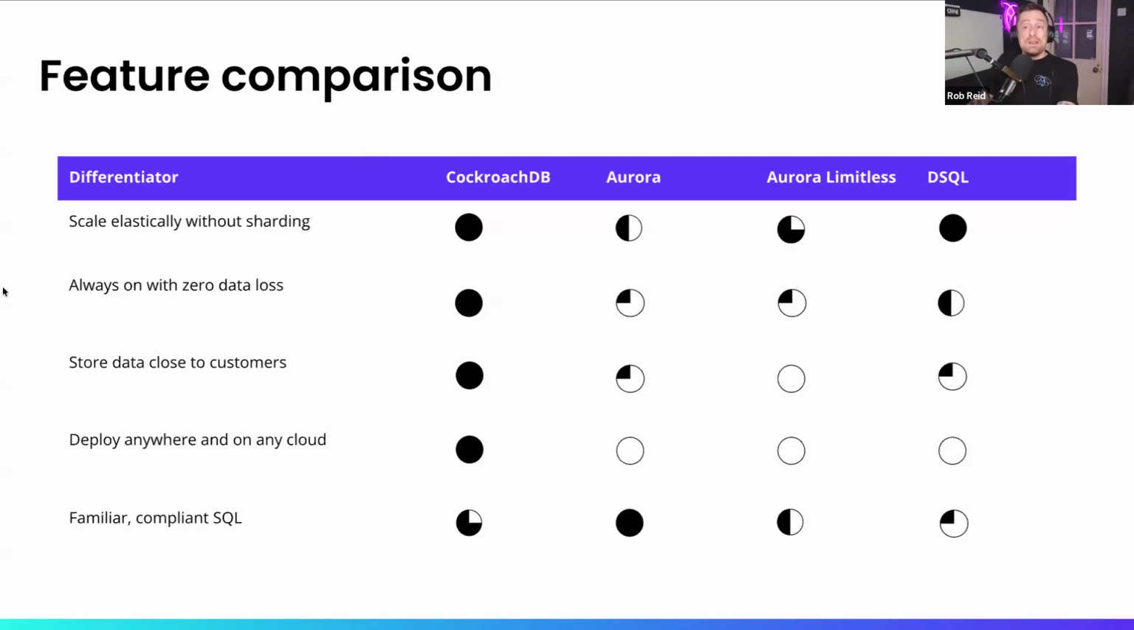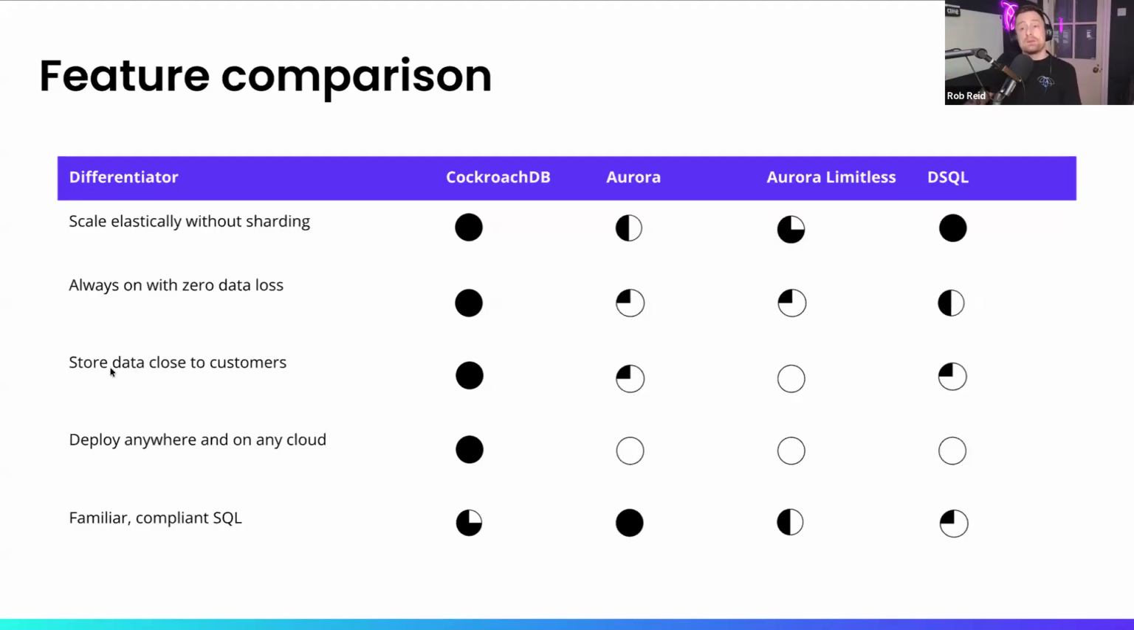Next, we have always on with zero data loss. So this is the resilience aspect of things. Aurora uses failover from read replicas. You can promote read replicas in the event of a writer failure, but that does necessitate downtime and may incur data loss depending on your backup schedule. Limitless has the same kind of profile as Aurora. DSQL has single region survivability because, as we'll see in a minute, you can run across two regions with a witness region, and that allows you to survive an AZ outage.